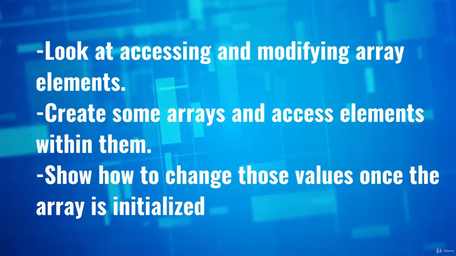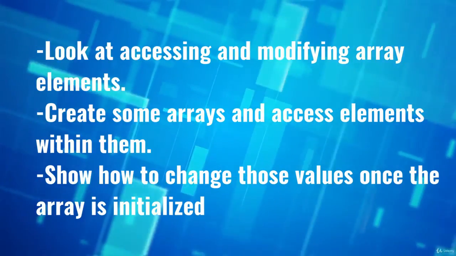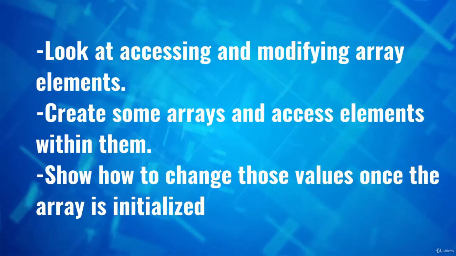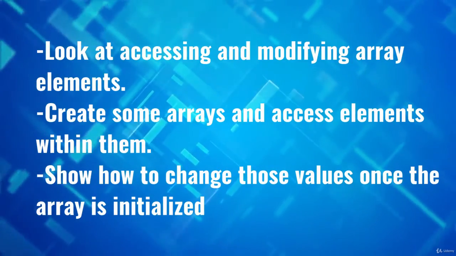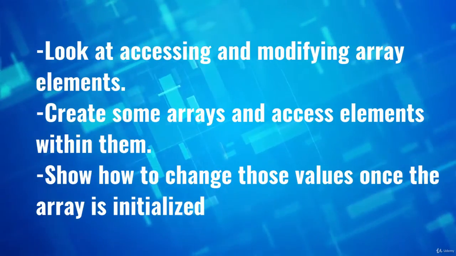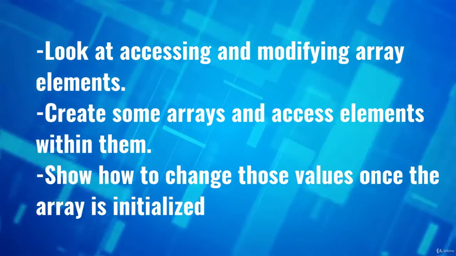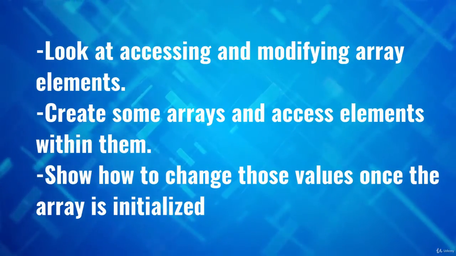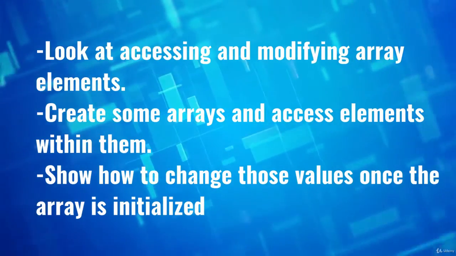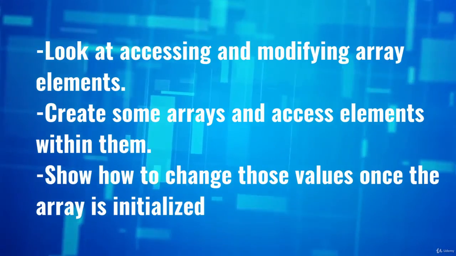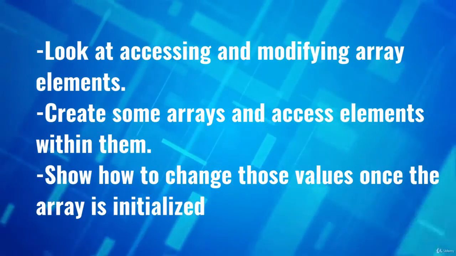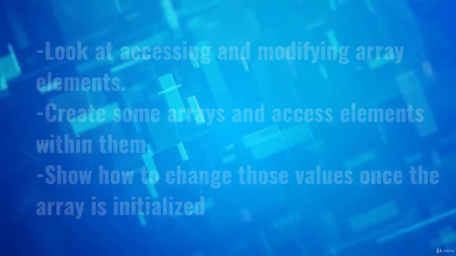So we're going to create some arrays. One's going to be an integer array and one's going to be a string array, and we're just going to access some elements within them. So these are going to be arrays that we've already initialized. And once we've accessed the elements, I'm going to show you how to change those values once the array is initialized, so that we might initialize an array of something like 5, 6, 7, and then maybe we want to change the second element to 10, so then we'd have 5, 10, 7.